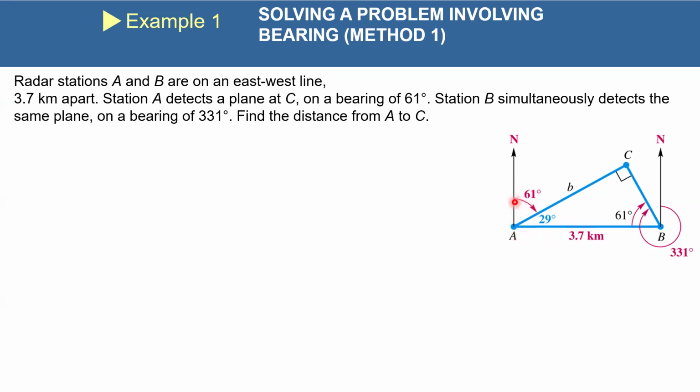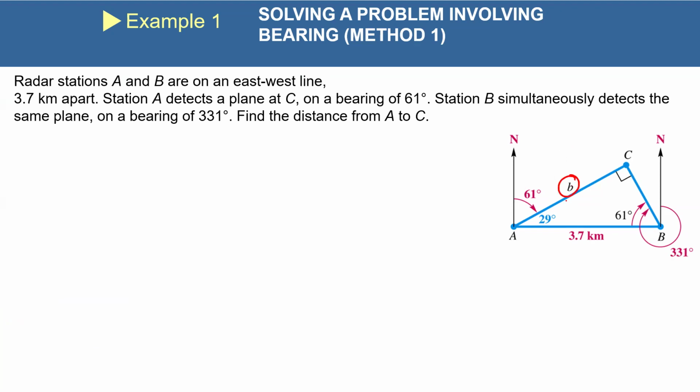So if I know that this is 61 degrees and it's at a 90-degree angle, then this has to be 29. If this is 29, then the other has to be 61. So now I know all of the measurements on the inside: 29, 61, 90. I know my long leg, my hypotenuse, and it wants to know b. Can we find b? This is our goal, to find b.